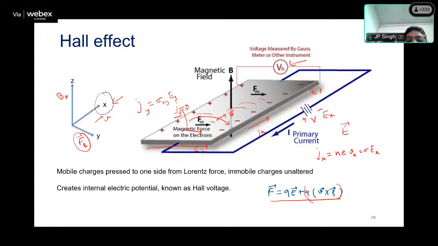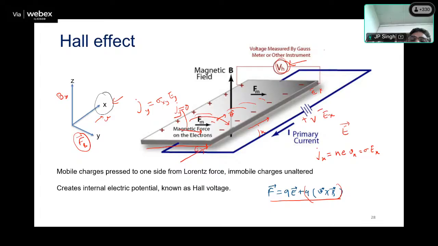And what will happen when the charges are moving is that you get a charge separation. Whenever you have a charge separation, a potential difference will form. This potential difference is Vh, which is the Hall voltage. Charges are moving, so slowly it builds up, since V is proportional to the charge. As the charges build up, your Hall voltage will increase.